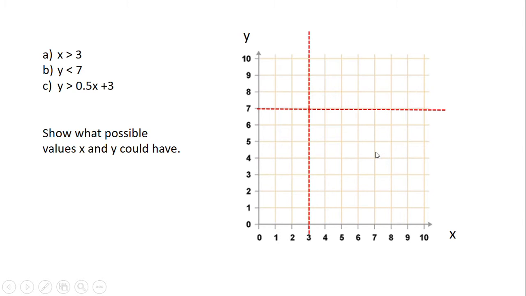So for example, this point here, 7 and 5, the x value is 7. The y value is 5. So the x value is greater than 3. The y value is less than 7 at this point here.